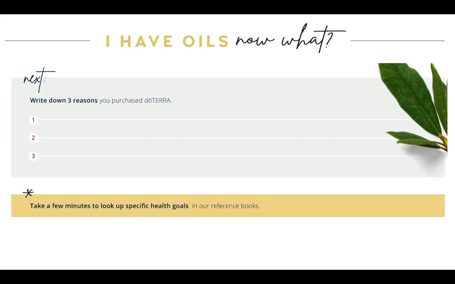The reason doTERRA recommends that we work in threes is because it's just a really good number. The brain can tack onto it and really focus on three things. Anything more and we just get overwhelmed. So if you haven't taken the time to think about some basic goals, now would be great. What are three things that you want to achieve by taking this natural health journey?